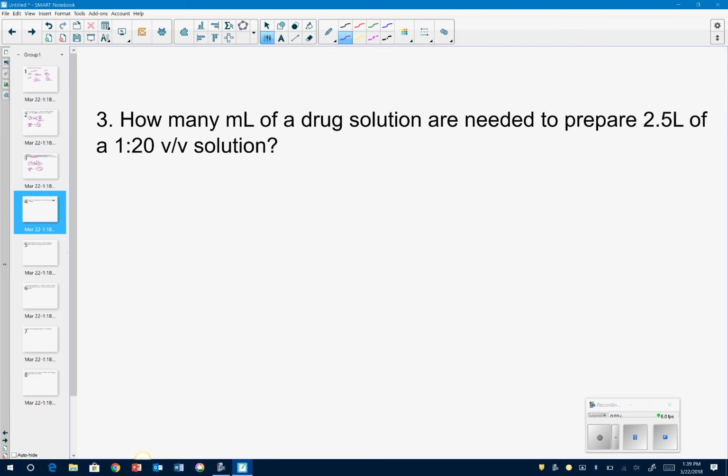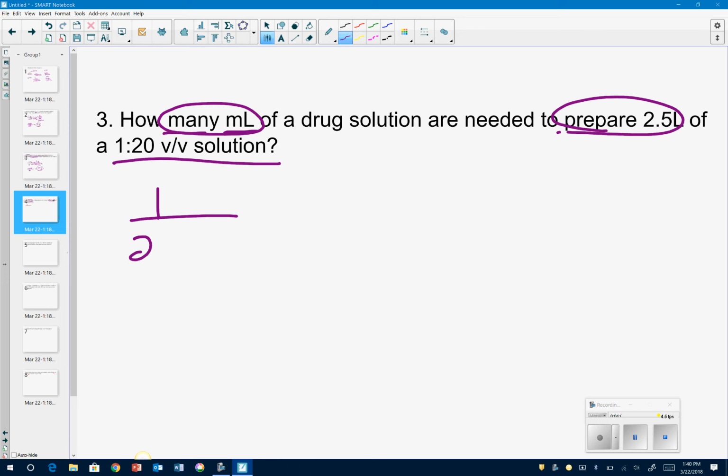Next we have, how many milliliters of a drug solution are needed to prepare 2.5 liters of a 1 to 20 volume to volume solution? So it would be milliliters to milliliters. So we know we have our 1 to 20, and of course these are going to be your milliliters. You're going to have X milliliters up here to prepare 2.5 liters.